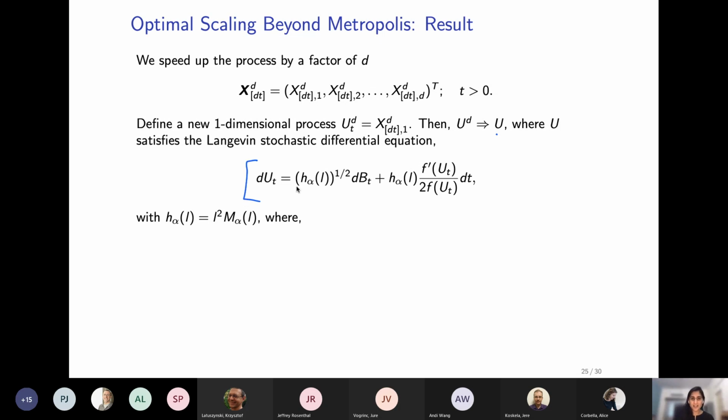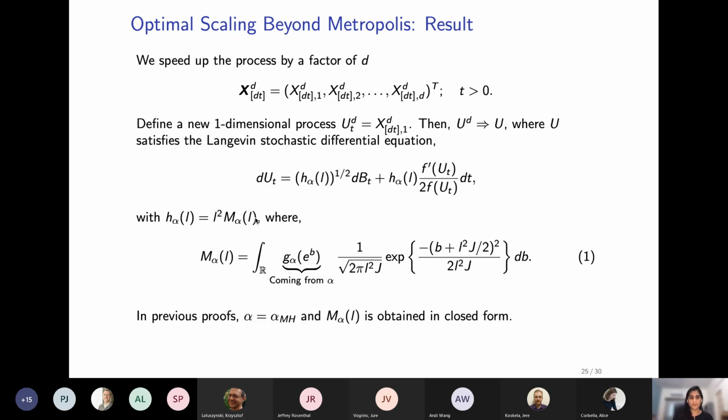This H alpha is the speed measure over here, and it is dependent on alpha. So it's dependent on the acceptance probability that you've employed. And H alpha is L squared M alpha, where M alpha of L is the average acceptance rate for this setup. Okay. So M alpha of L turns out to be the integral of G of e to the b with respect to a normal random variable, where b is a normal random variable satisfying this mean and variance as indicated by this PDF.